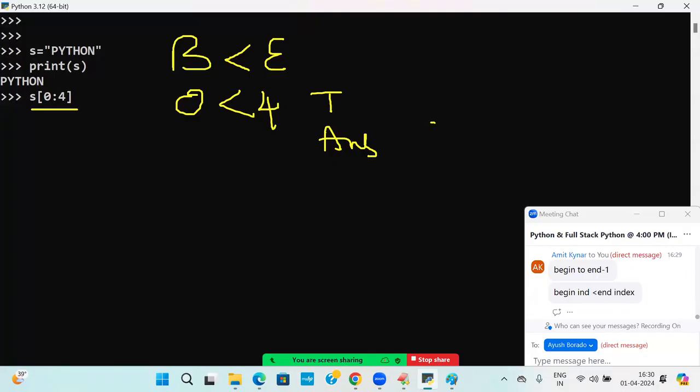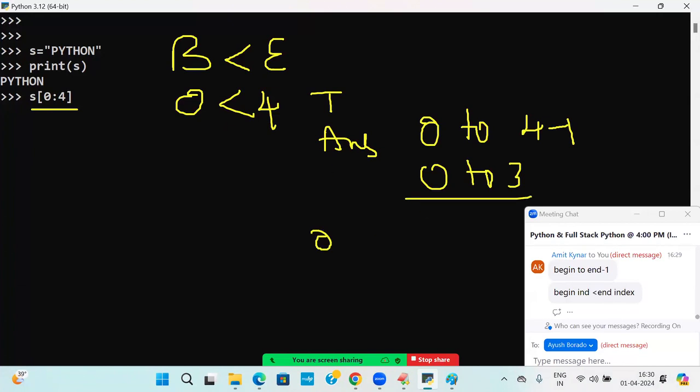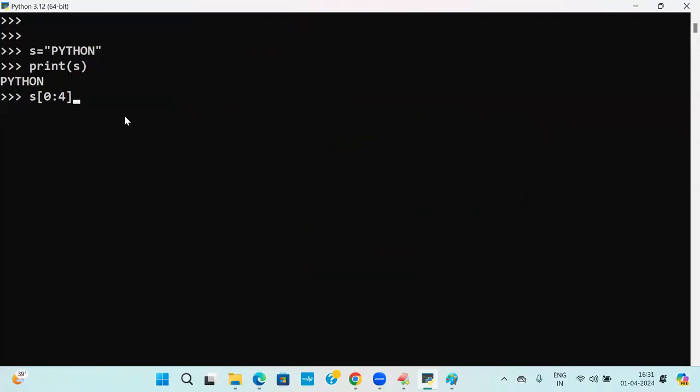What is the answer now? 0 to 4 minus 1, that is 0 to 3. What is the answer now? 0, 1, 2, 3. What is the 0th letter? P, Y, T, H. What is the answer now? P, Y, T, H. Online students, there is no hurry at all. Try to understand carefully. Is it understandable now? Is it clear or not clear? Yes, clear. P, Y, T, H is the answer coming. Are you getting it, students? Yes.